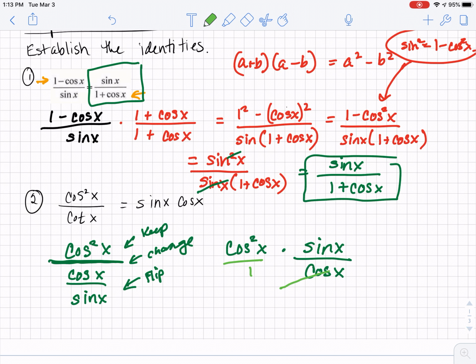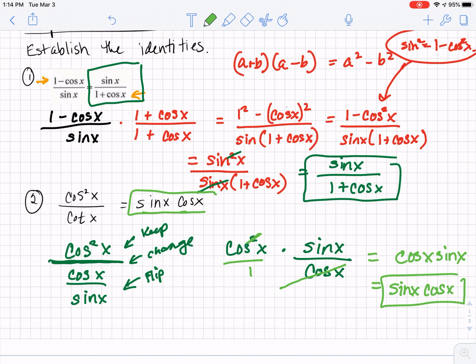I can cross cancel. I can cross out that cosine x and cross out one of the cosine x's up here, so that when I finish, I am left with cosine x, sine x, and look what I'm trying to get at. I'm trying to get at that, so I could also say that that equals sine x, cosine x. It doesn't matter, a times b is the same as b times a. I want you to end up with the final answer being exactly the same as on the right side.